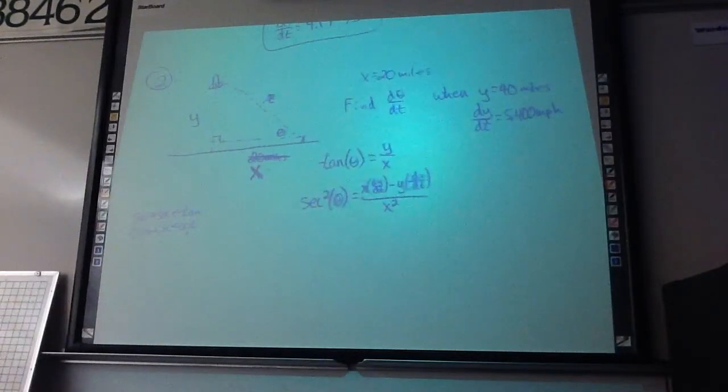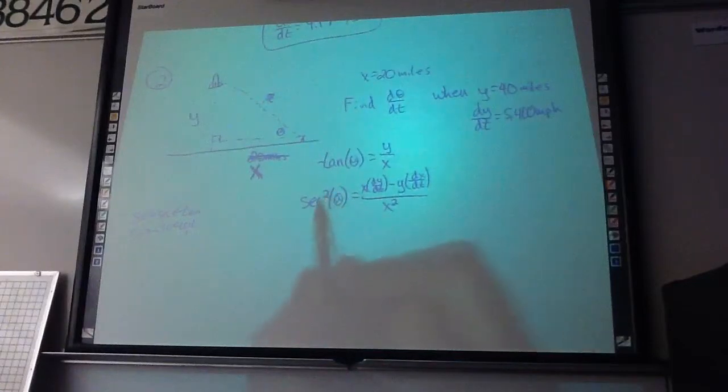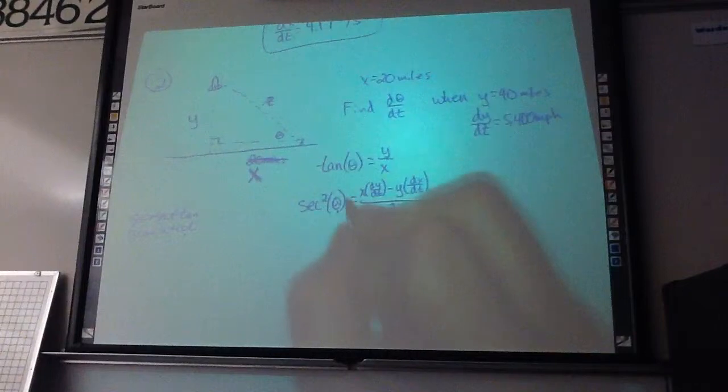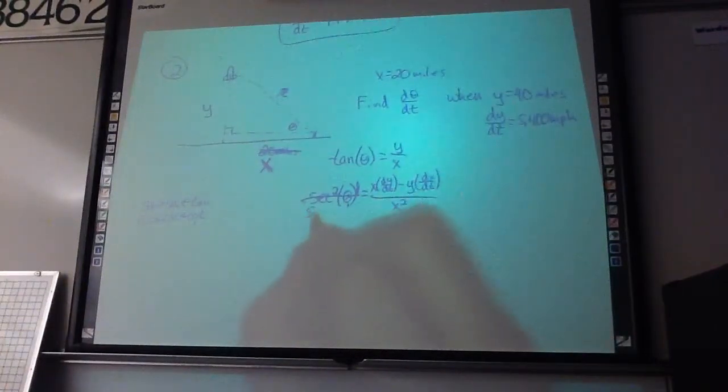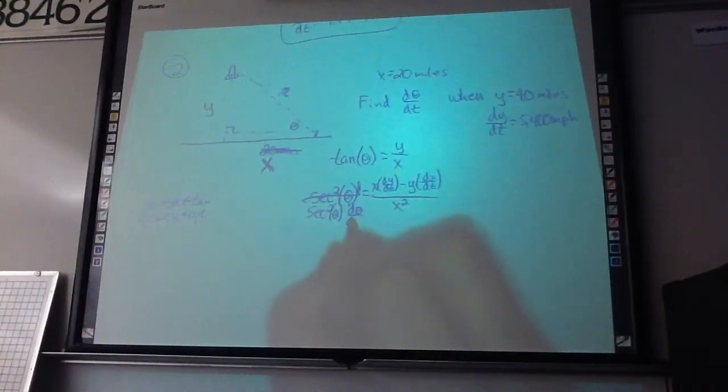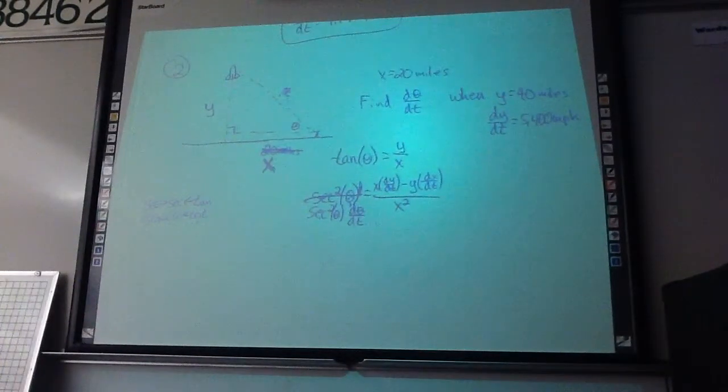Oh, the other way is going to be easier. Ugh, how are we going to solve? Oh, I forgot d theta dt. Oops. Secant squared of theta, d theta dt. Now it's not so bad. So I'd have to plug in everything I know here, including I need to know what theta is. 63.43. Yeah.